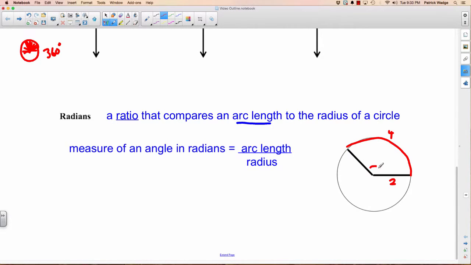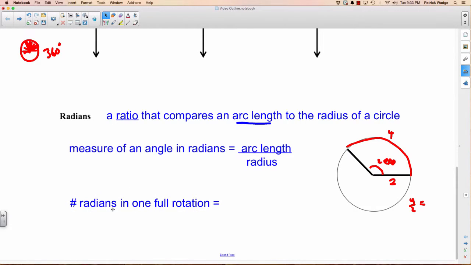So how many radians is this then? Well, to get radians, you take the arc length, which is 4, and you divide by the radius, which is 2. So this would be 2 radians, 2 rad. Okay? That's basically what it means when we talk about radians.